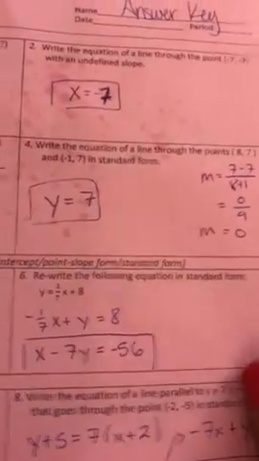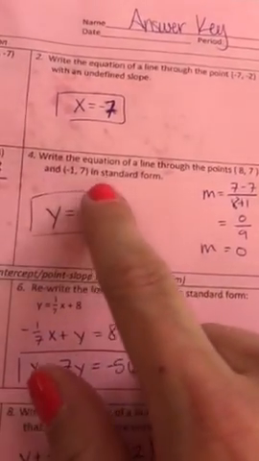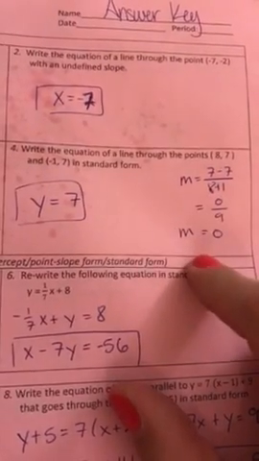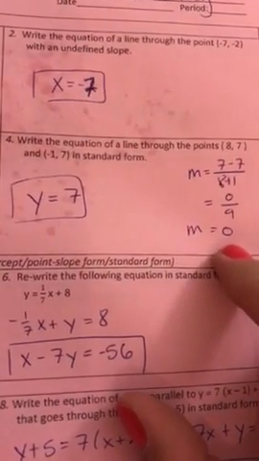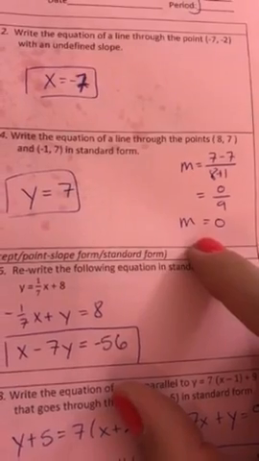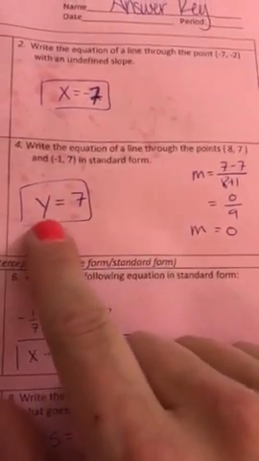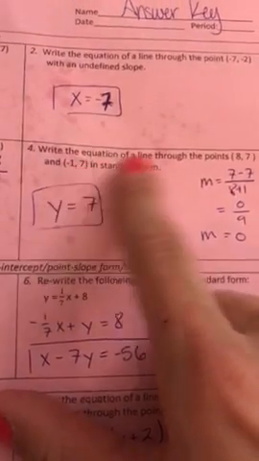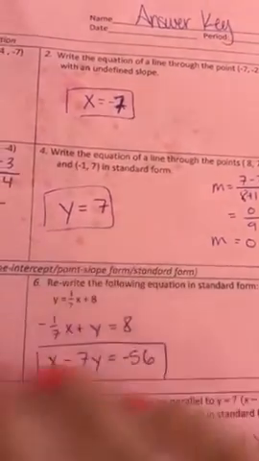Write the equation of a line through the points 8, 7 and -1, 7 in standard form. Well, when I solve for my slope, which is the first thing I need, I find that I have a slope of 0. Slope of 0 means that it is a horizontal line, which means it is y equals a value, and we just use the value for y that is in both of our points, y equals 7.